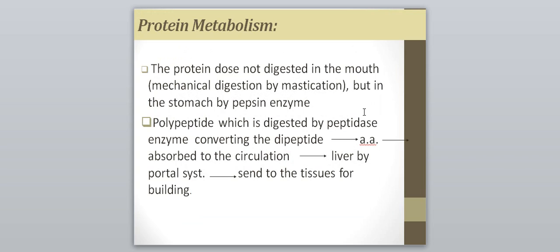So now we talk about protein metabolism. Protein is not digested in the mouth, but in the stomach by the pepsin enzyme. Second, we have to remember that the polypeptide is digested by the peptidase enzyme, which converts the dipeptide to amino acid, and this is absorbed into the circulation and then goes to the liver by the portal circulation, and then is sent to the tissues for building. So the oral intake of protein changes from big molecules to small molecules to amino acids, and then passes through the circulation and the portal system to the liver, and then goes to various tissues for building.